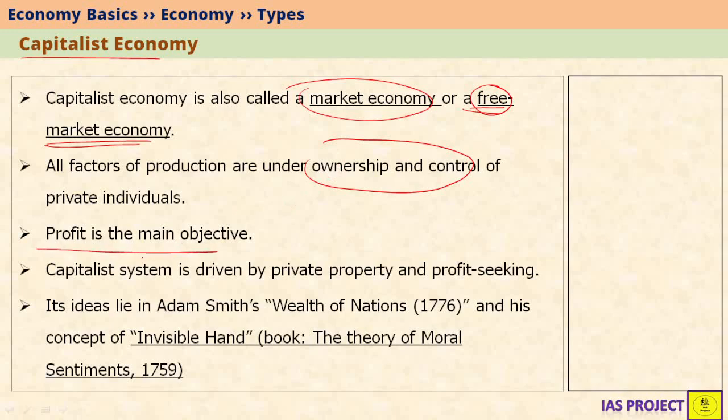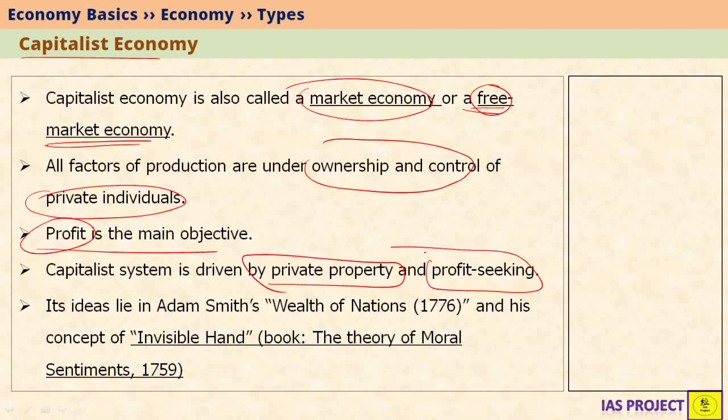Profit is the main objective of the economy. Obviously, when private individuals are the owners and controllers of the assets of the economy, their most important motive is profit. The capitalist system is driven by private property as well as the profit-seeking nature of these private individuals.